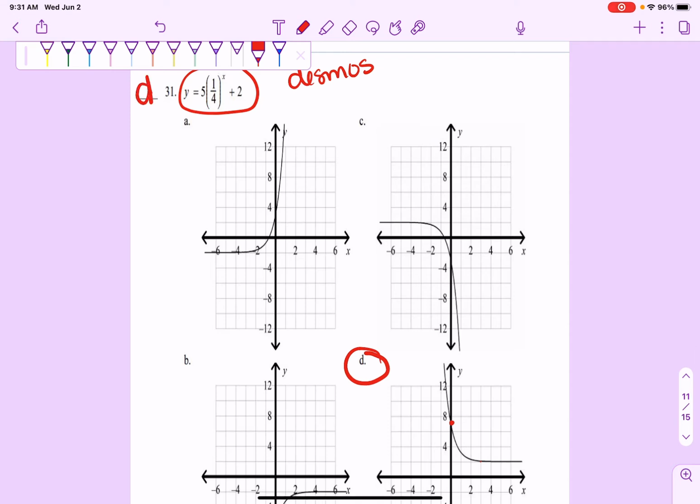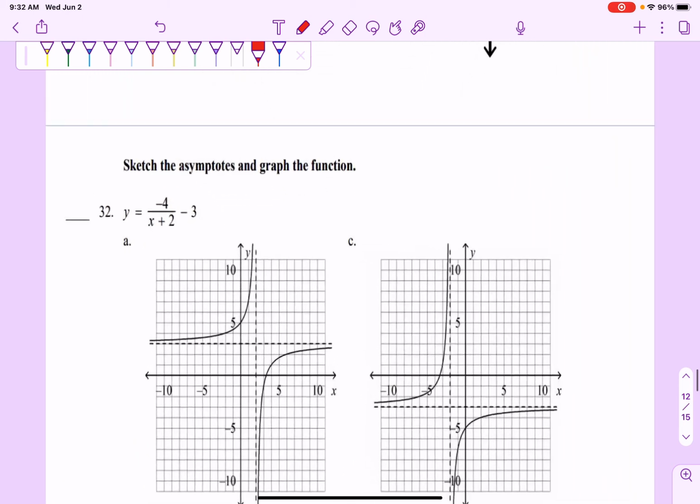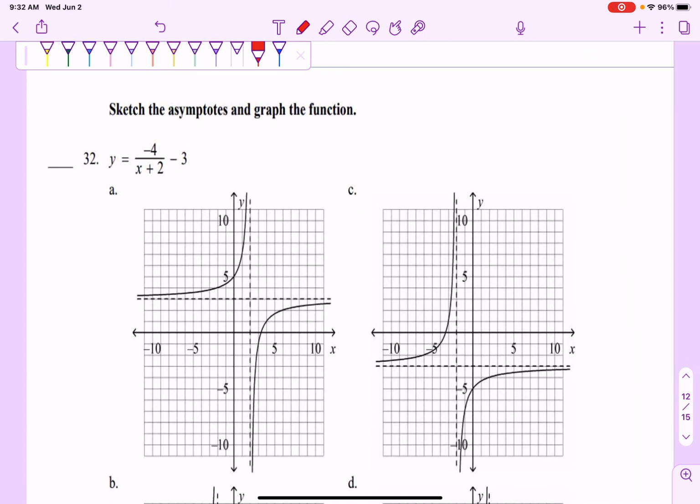Okay, a couple more graphing ones, and then we're going to go to kind of solving again. This one says sketch the asymptotes and graph the function. So first of all, there's a couple things. I want to be able to use this in Desmos for sure to see which one it matches.